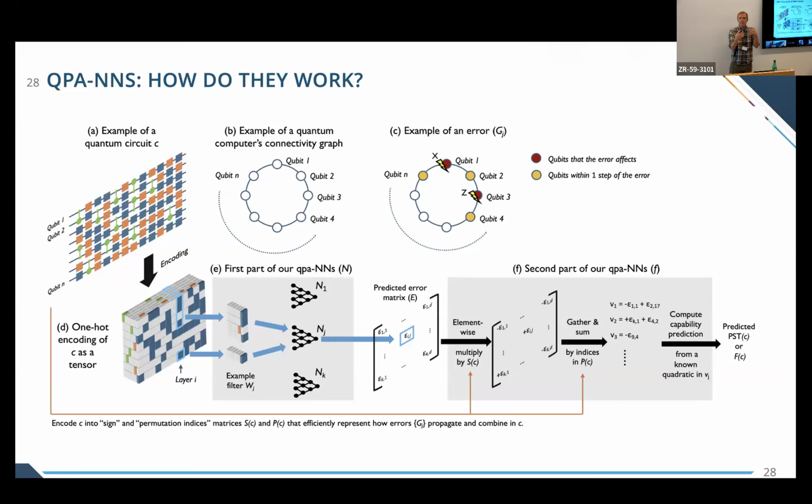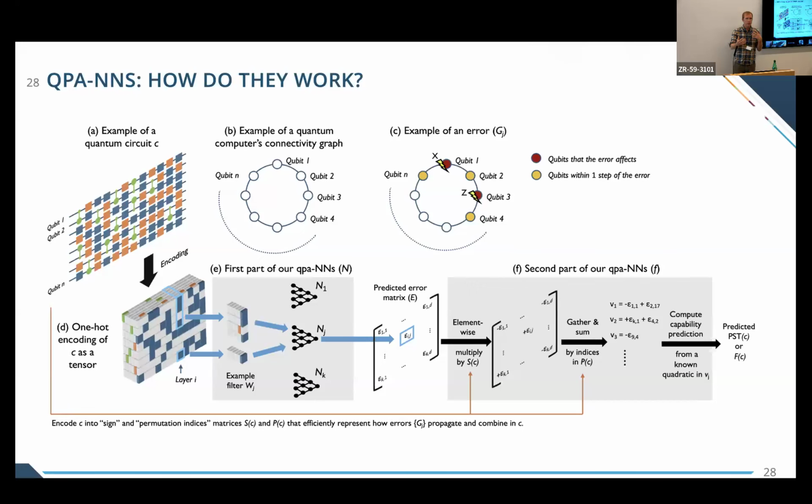What we do is we feed that into a bunch of neural networks where the output of each of those neural networks is going to be a number, which is essentially an error rate. We are trying to use these neural networks to learn error rates that we can then use in a classical algorithm to make predictions of the success probability of individual circuits.